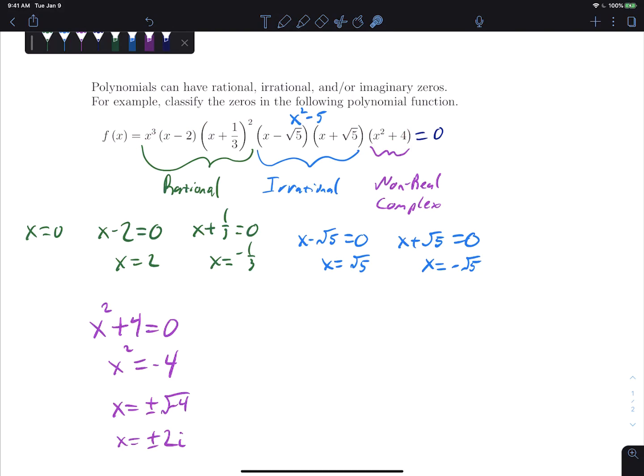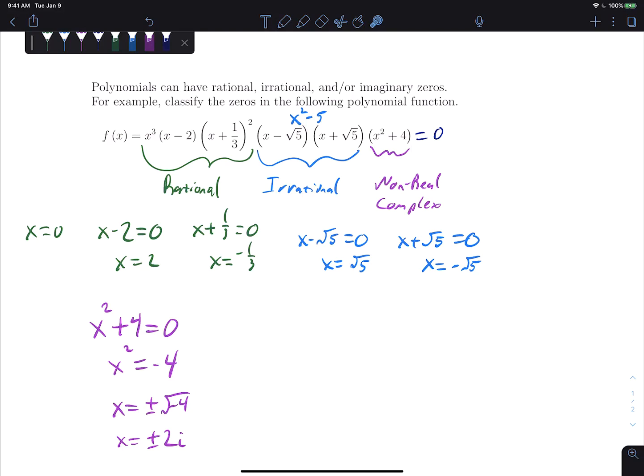But notice something. This is a sum of two squares. If you ever have a sum of two squares, that's going to give you non-real complex zeros. They don't always have to be a sum of two squares. It can also be something in the form of, let's say, x squared plus x plus 4. That would also give us non-real complex numbers.